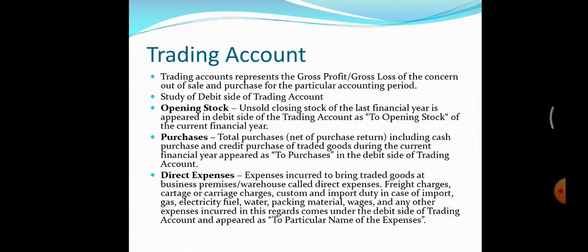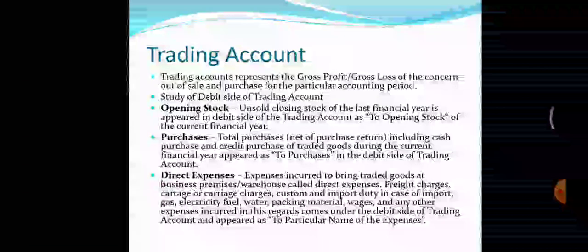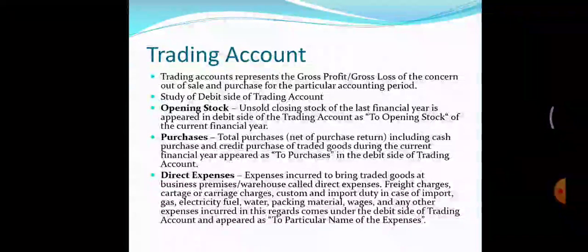Next one is purchase. Total purchase, including cash purchase and credit purchase of traded goods during the current financial year, is appropriated to purchase in the debit side of the trading account.